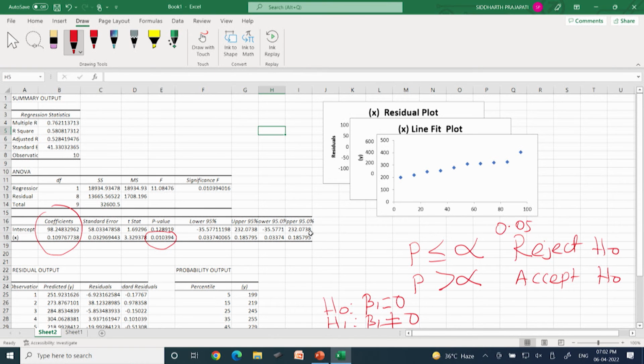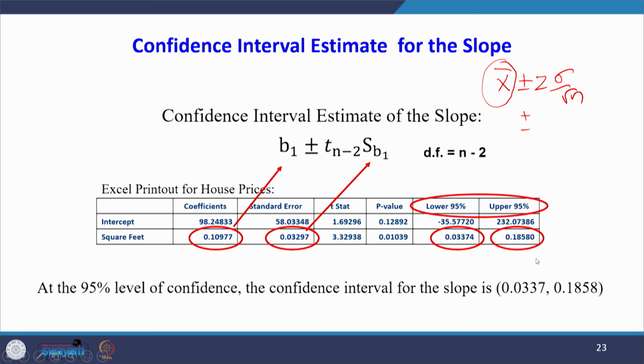So, I will go back to Excel, I will show you what is the standard error for the independent variable. See that it is 0.0329, that is the standard error. We will go back. So, from the Excel output we can directly take the b1 value, then I can get the S b1 value and the t of n minus 2. Here n is the number of data points, that value I can get from the table, but here you need not worry for that.